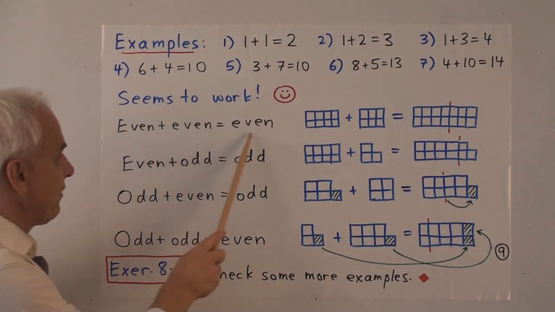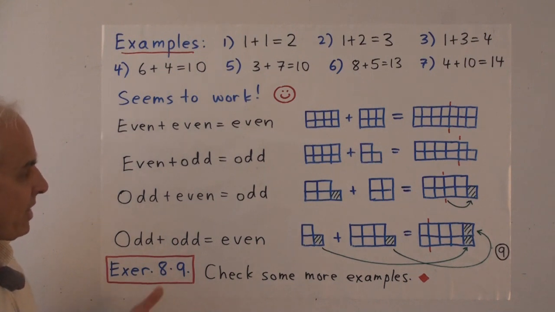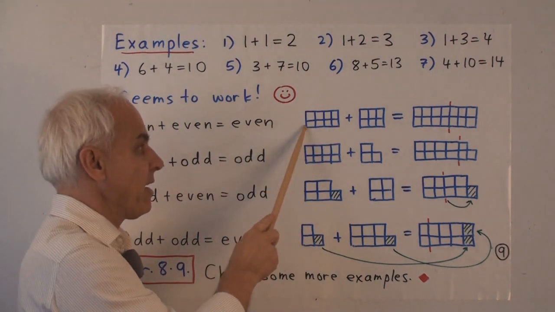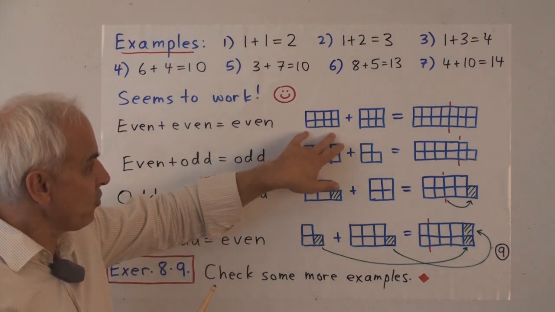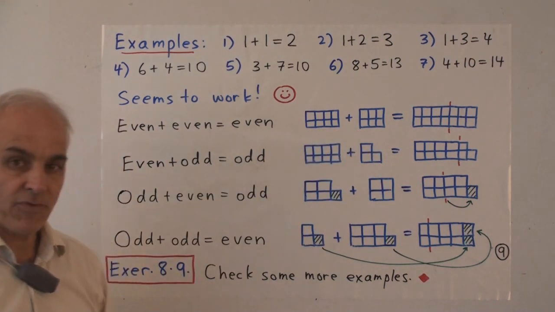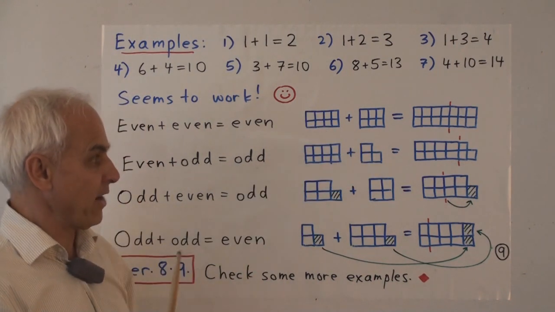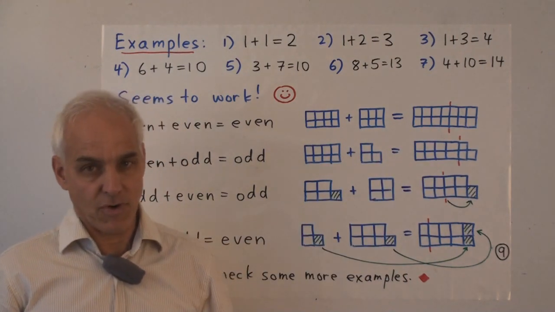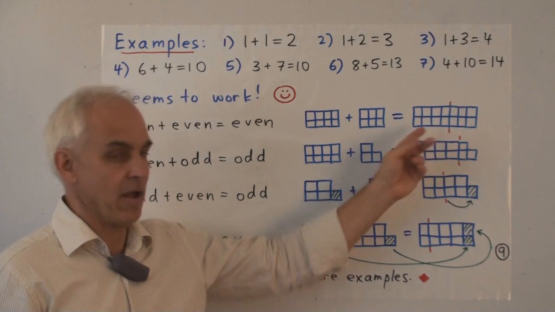So why is even plus even an even number? Well, we can explain that geometrically, because we've seen that an even number geometrically is represented by a rectangle with 2 rows. So here we have 2 rectangles with 2 rows, and so when we add them together, we're going to get a bigger rectangle still with 2 rows. That's even, the sum is even.